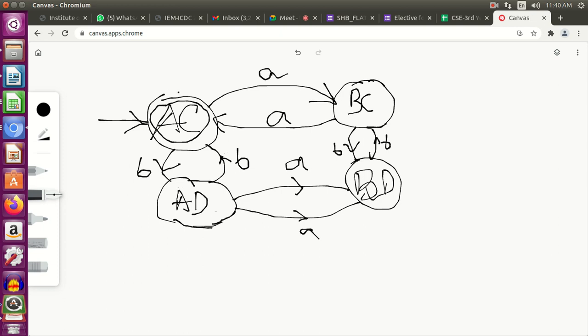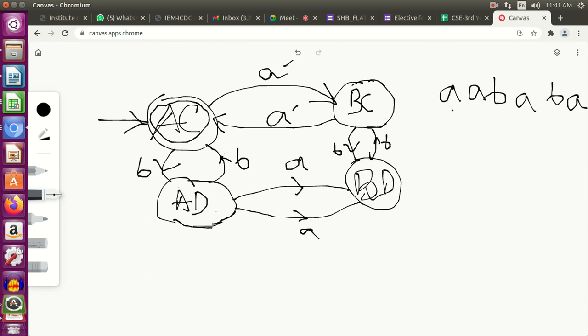Suppose this is my starting state, as well as the final state. Suppose I get an A, I go to BC. Again from BC I get an A, fine. Then suppose I get a B, I go to AD, again I get an A, I go to BD, again I get a B, I go to BC, again I get an A, I go to AC.